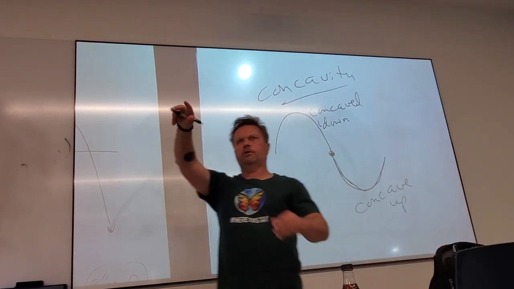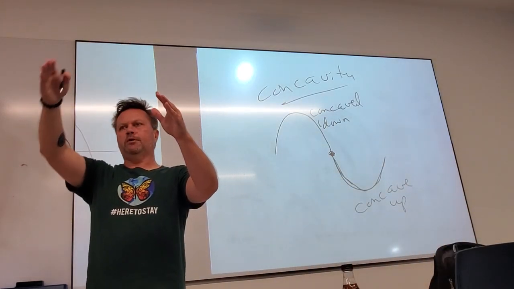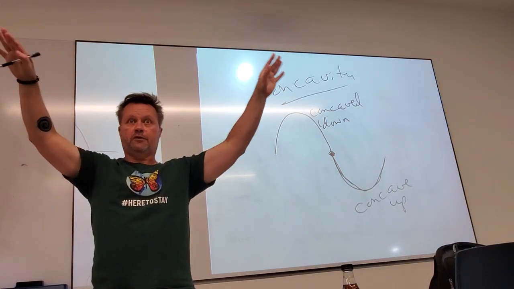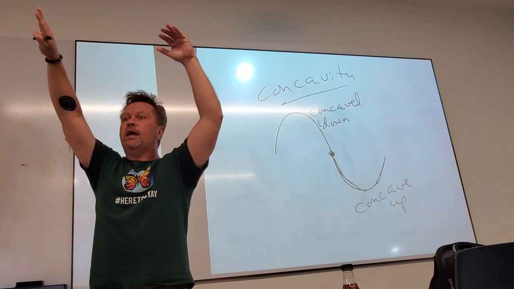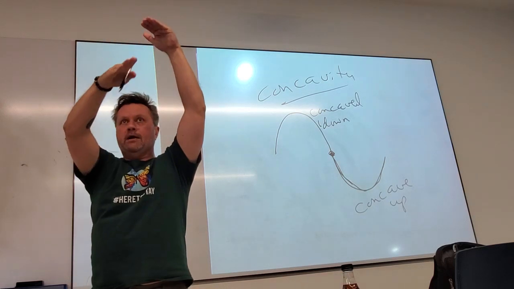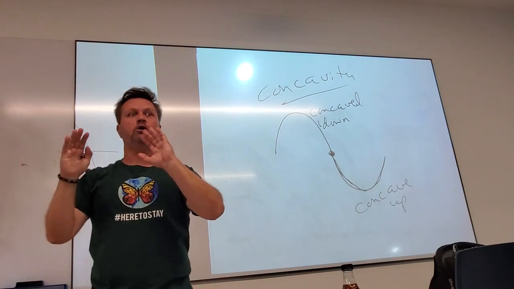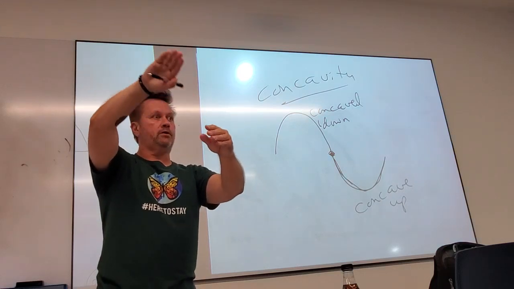Critical numbers are where it could stop going up and start going down, or stop going down and start going up. Are you guys with me? Critical numbers for the first derivative are where that transition happens. It stops going down and starts going up, or it stops going up and starts going down. That could be what happens at the critical numbers for the first derivative.